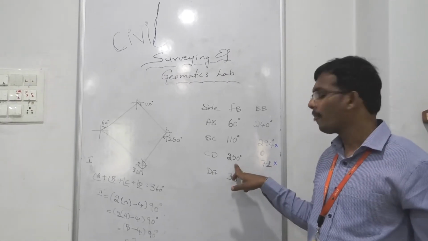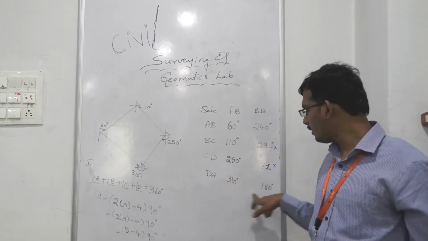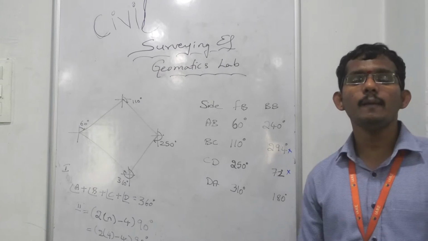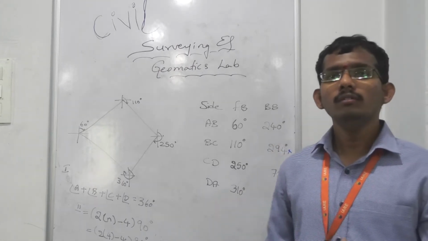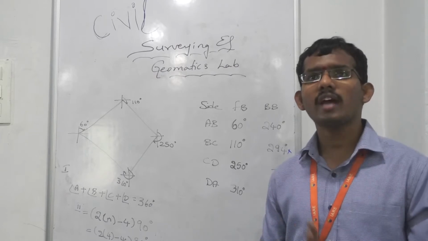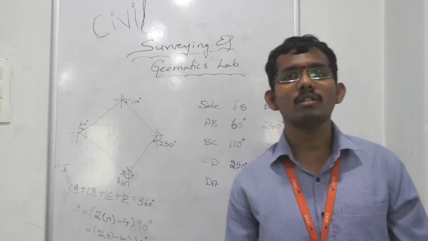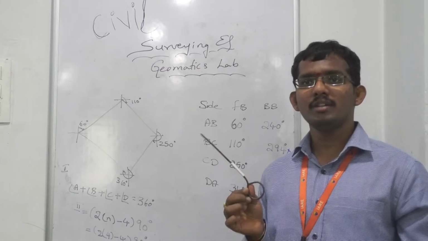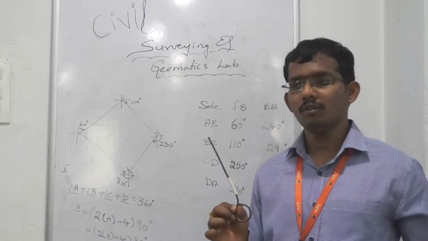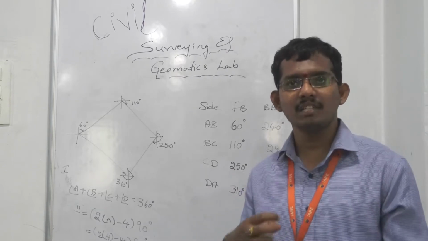And here also, it is not exactly 180 degrees, it is less than 180 degrees. And here also, at DA, it is exactly 180 degrees. So, we will check which sides have local attraction, which sides do not have local attraction. This happens due to the disturbance of the needle with external material. It may be your mobile phone or the metal rod or the steel material which attracts the magnet.